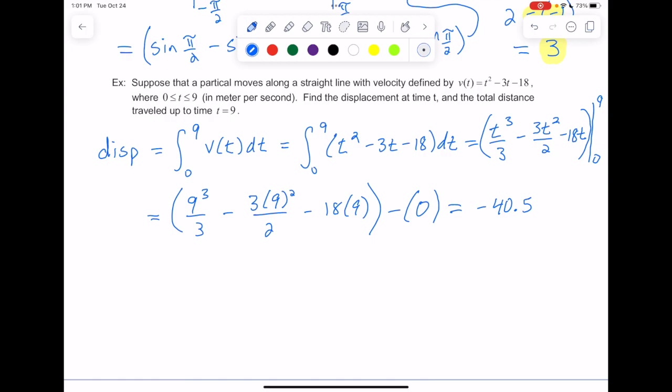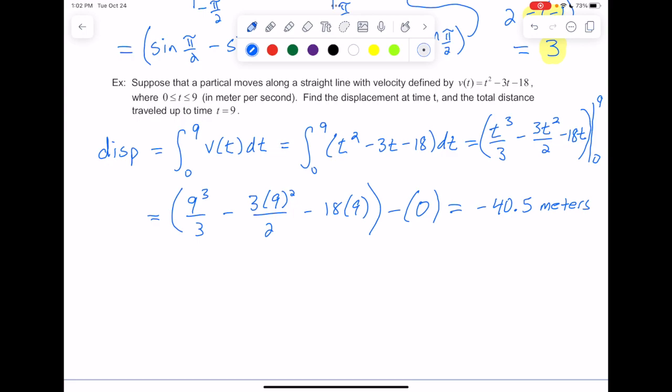So what does a negative mean for displacement? It means that we ended up to the left of where we started. This is position, and it was in meters per second for the velocity, so that means it would be meters for the displacement. So our displacement is negative 40.5 meters. Displacement's the easy one: definite integral from the beginning of the time interval to the end.